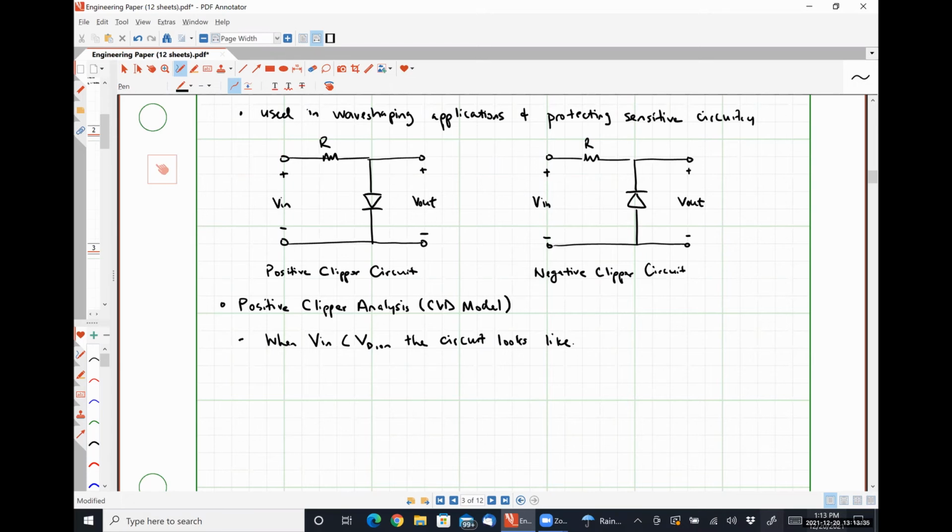So when Vin is less than VD on, that means our diode is reverse biased or forward biased. You got a 50-50 shot if you're just blindly guessing. Vin less than VD on, come on. What? Reverse biased, okay. So using the constant voltage drop model, what does a reverse bias diode look like? An open circuit.